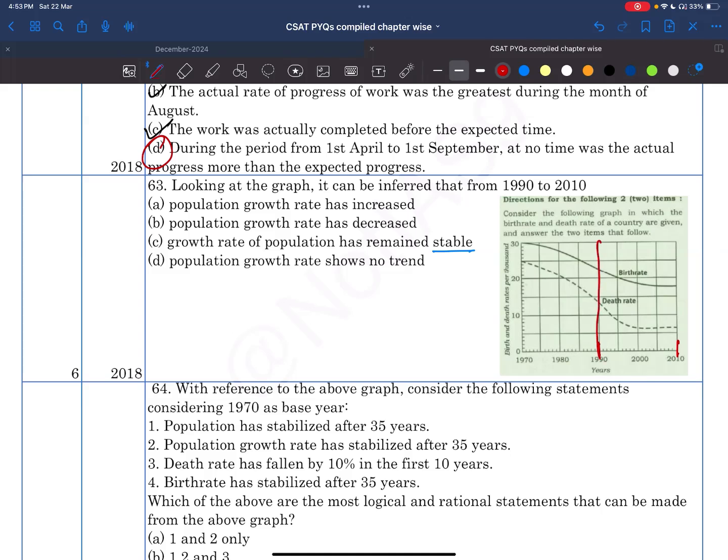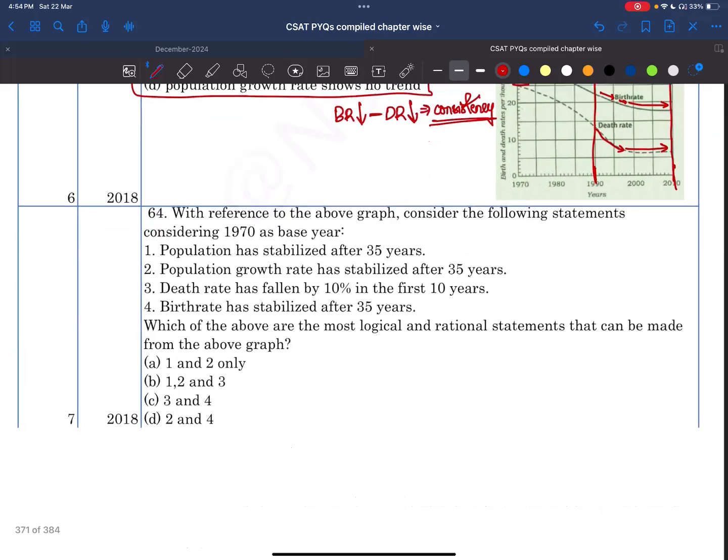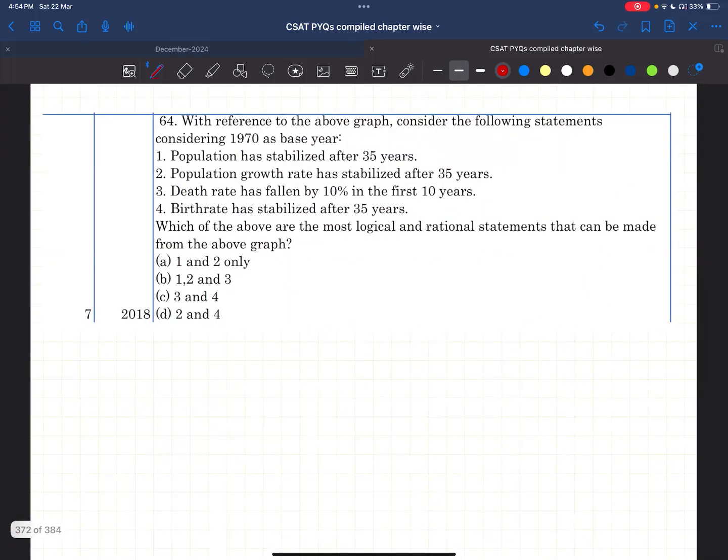See here. Here the birth rate value is decreasing, but after some time it is almost stable. Death rate also decreased sharply, but here it is stable, right? But the birth rate is decreasing, the death rate is also decreasing, but there is no consistency in the values of decreasing. So you can say that the population growth rate shows no trend. Now, let's go to the next question.